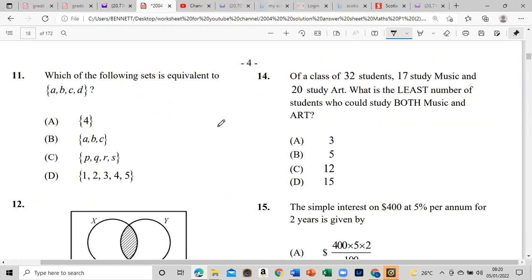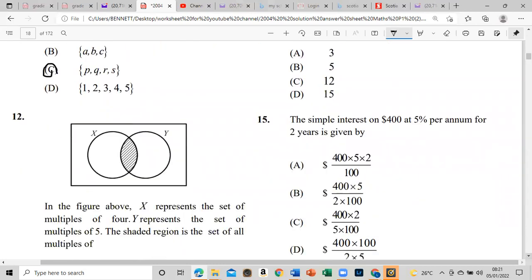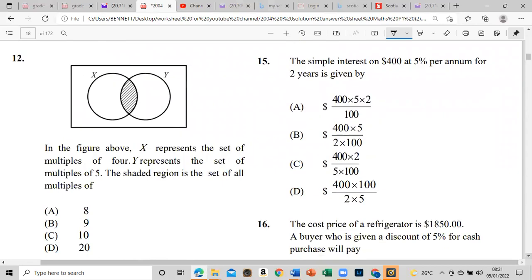Which of the following sets is equivalent to A, B, C, D? And that is C. It has both of them as 4 elements. Number 12, in the figure above, X represents the set of multiples of 4, Y represents the set of multiples of 5. The shared division is the set of common multiples. So multiples is like multiplying, right? So 4, 8, and this would be X.